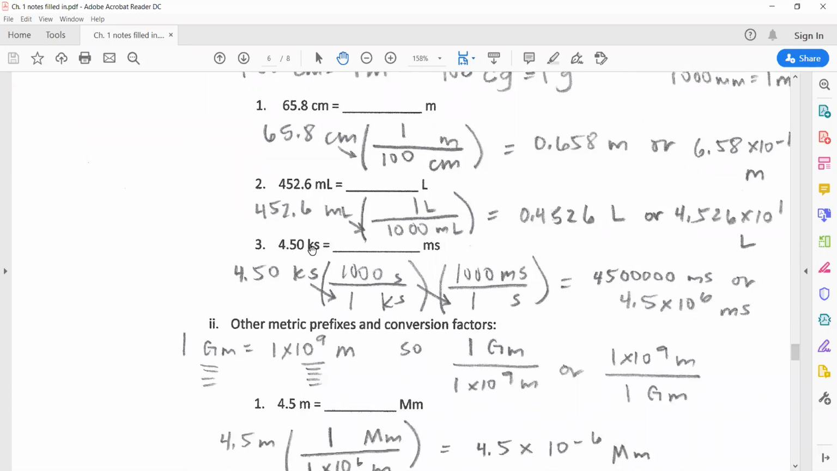Here what we're doing is we are going from kiloseconds to milliseconds. So what you'll notice the difference is we're going from one prefix to another prefix. My recommendation is to always get rid of a prefix and then get to the next one, meaning go from kiloseconds to normal seconds, and then go from normal seconds to milliseconds. I see less problems or careless errors when we do it this way.